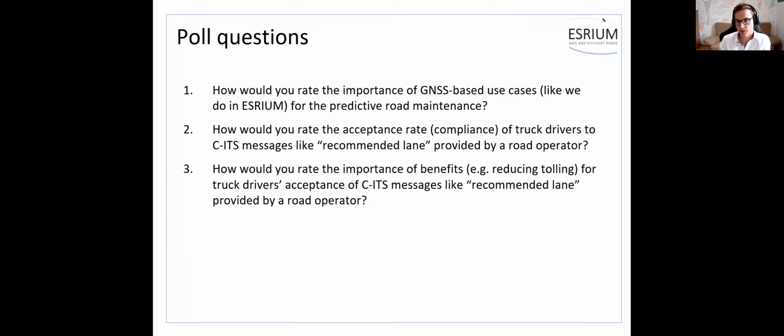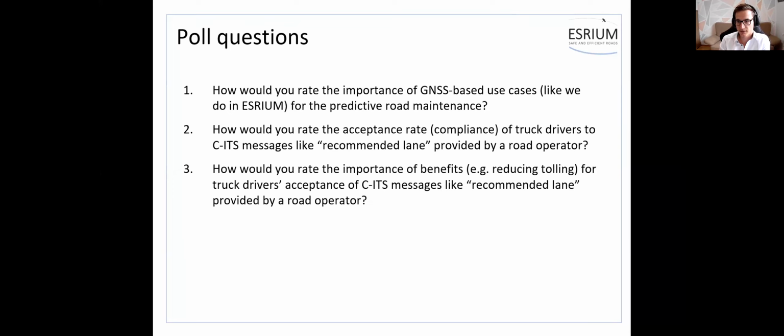So the first question would be, how would you rate the importance of GNSS-based use cases for predictive road maintenance? The second question would be, how would you rate the acceptance rate of truck drivers to CRTS messages like recommended lanes provided by road operators? So do you think that truck drivers would be willing to comply with such lane change maneuvers in the first place?